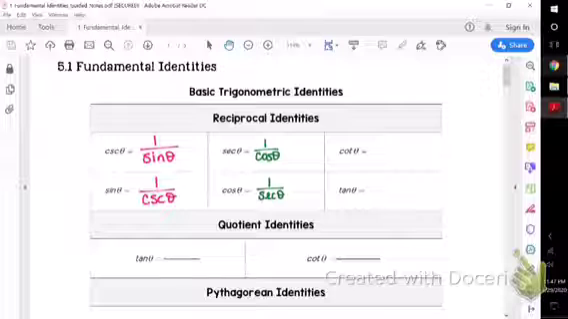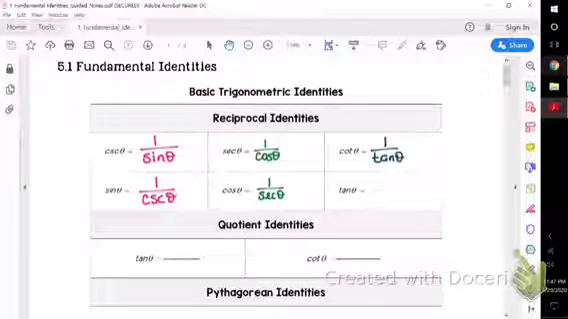And then we have our tangent and our cotangent. So we know cotangent's reciprocal is tangent. So cotangent of theta is equal to 1 over tangent of theta, which means that tangent of theta is equal to 1 over its reciprocal, which is cotangent of theta. And so there's our 6 reciprocal identities.